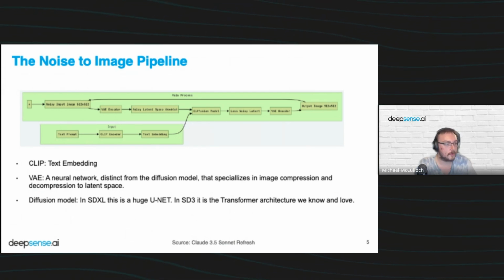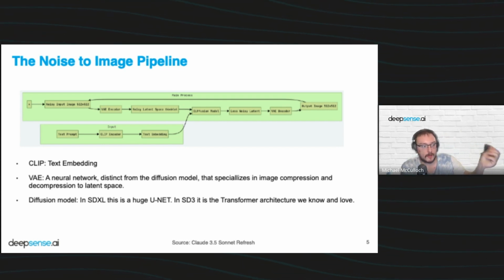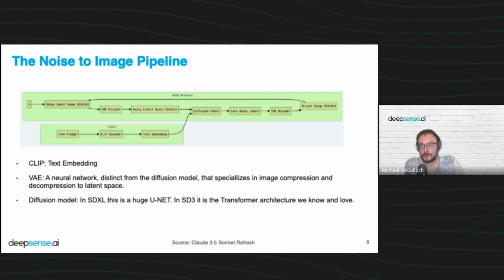Just because it's a bit blurry, I'll talk through it a bit. You start with your noisy image on the far left. It's 512 by 512 or some other square. You encode it through the VAE, which does a little bit of magic. You get a latent space.